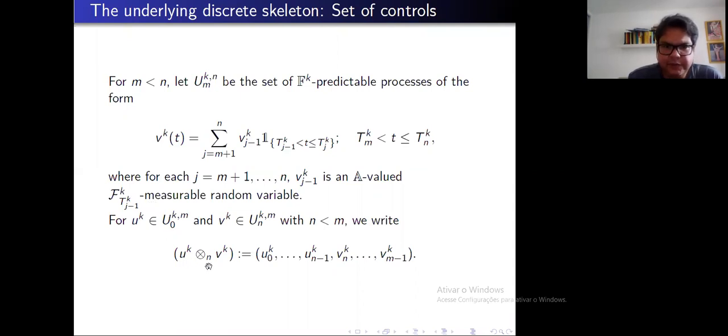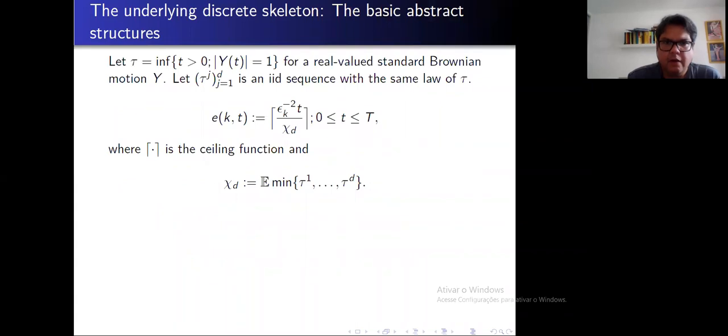Another notation is reminiscent of the notation for concatenation, right? Because the concatenation here means that before T_k^n, it behaves like U_k, and after it behaves like V_k. And this is the discrete set of controls that we are going to consider.